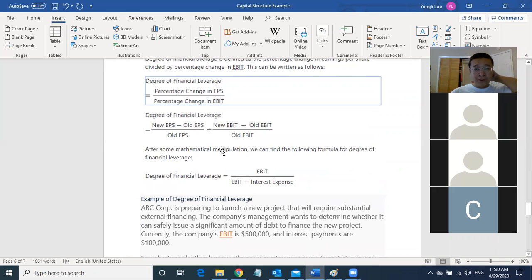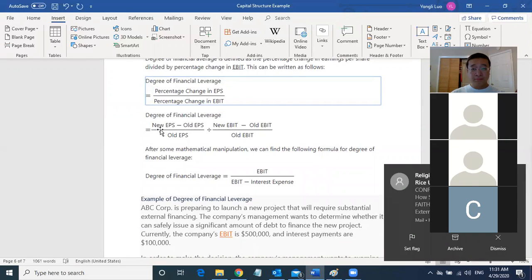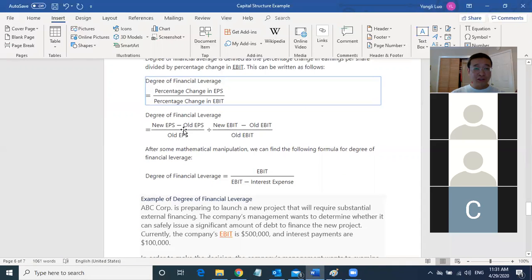So the degree of financial leverage is the percent change in earnings per share divided by the percent change in operating income. EBIT is operating income. So it's your new earnings per share minus your old earnings per share, divided by old earnings per share, and then you divide it by new EBIT minus old EBIT, divided by old EBIT.